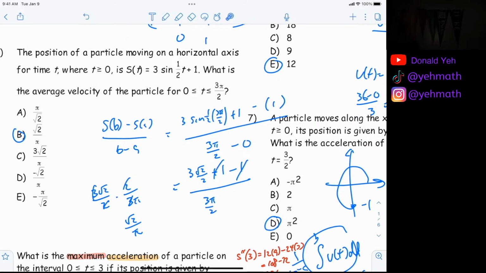Average velocity. You don't need to take a derivative. You don't take integration. Just plug in b and a. You have to know your trig though. That's why I love this question.